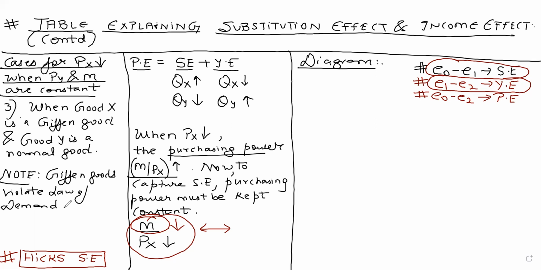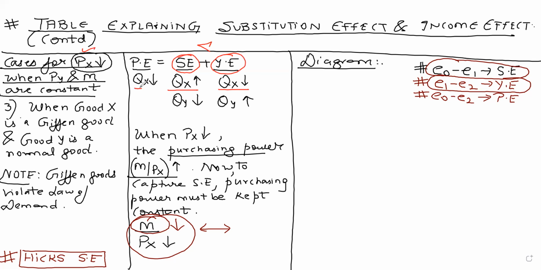Now that means if price of good X is falling, what will my answer be? My QX should also fall. And when will QX fall? QX will fall when my income effect dominates the substitution effect. Because according to substitution effect, QX is rising. According to income effect, QX is falling. When PX falls, QX must fall because demand curve for Giffen goods is upward sloping. That means for Giffen goods, price and demand will move in the same direction.